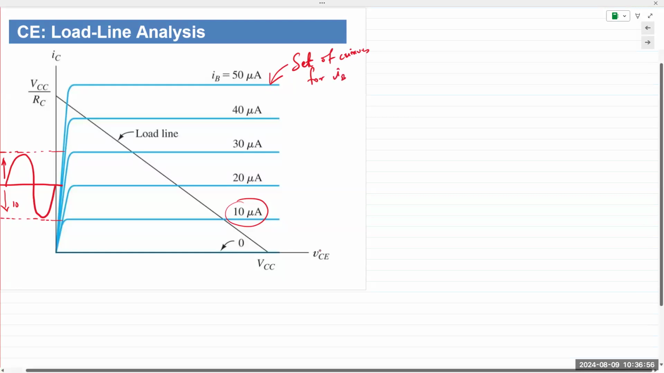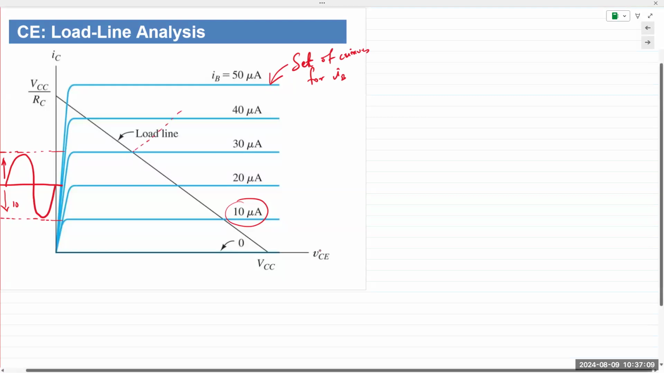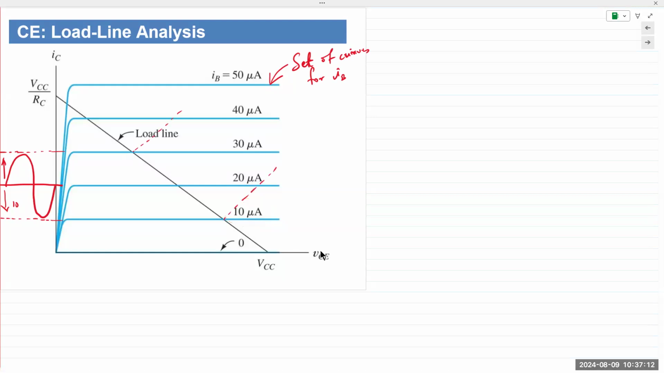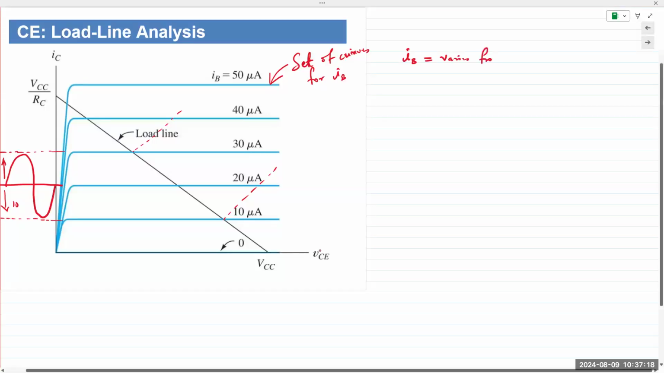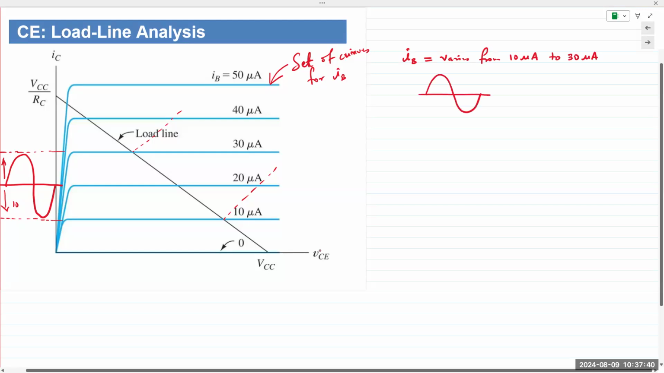So let's say I'm applying an input signal going from IB min to IB max, about 20, 30. So IB varies from 10 microamps to 30 microamps. We'll look at an example after this. Right now, I just want to show how we can actually use this as an amplifier. So let's say IB varies from 10 to 30 microamps due to an applied V-in signal.